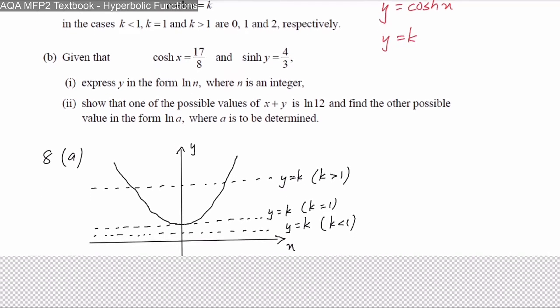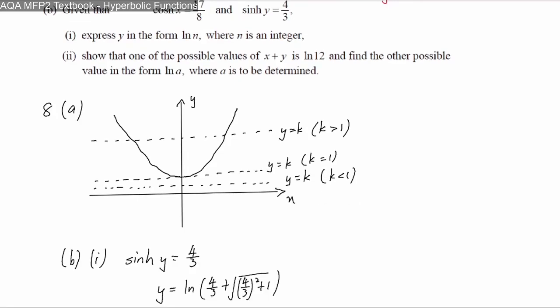So they ask us to sketch. So we have two curves here. This curve is y is equal to cos x. And then for y is equal to k, it is just a horizontal line with different values for the y. Because we know that for this cos x, the minimum value that we have here is 1. So with this we can easily use three different cases for the k.